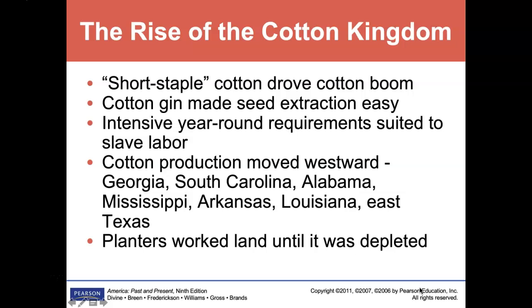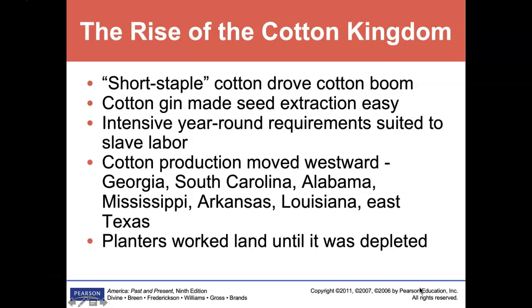We shouldn't sell short here the essence of cotton and how it became king in the South either. Even though it was a short staple, cotton drove the boom in the early 1800s. The cotton gin especially made the seed extraction quite easy. Intensive year-round requirements suited slave labor; it's true that cotton was one of the hardest crops to cultivate. Although as cotton production moved westward, so too did the institution of slavery itself in these prospective places.